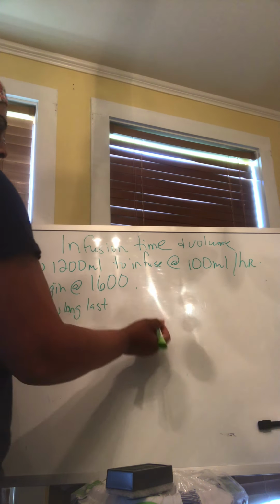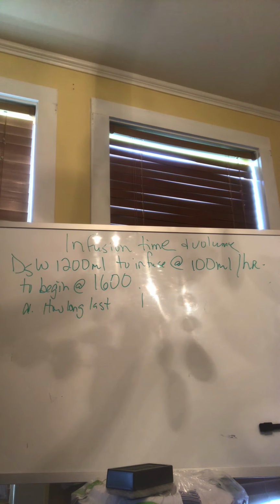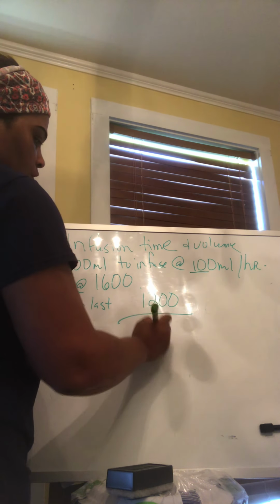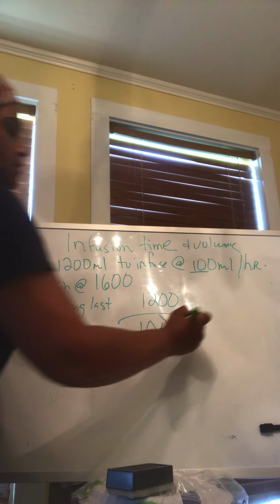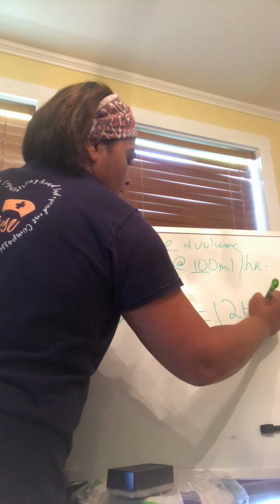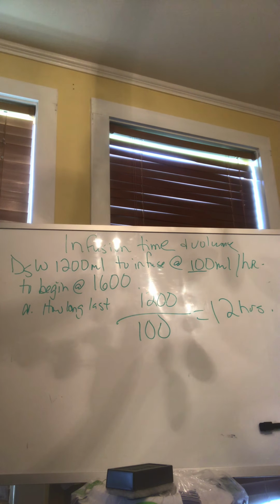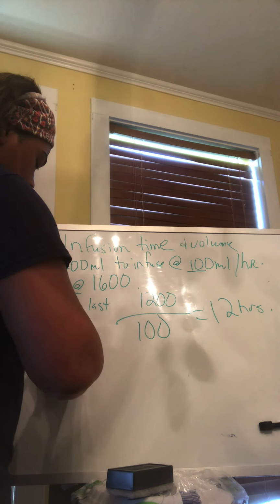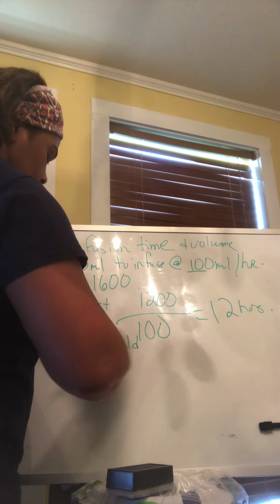So we plug our formula in. We have 1,200 over milliliters per hour, which is 100. So 1,200 gives us 12 hours. Okay? So how long will it last? Our answer to A is 12 hours. B is going to ask us what time should the infusion end.